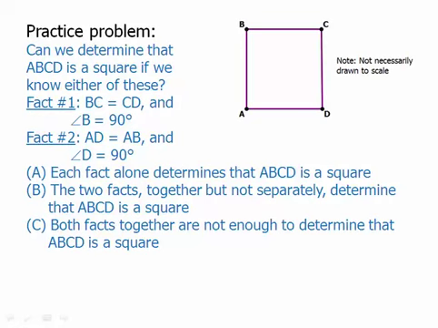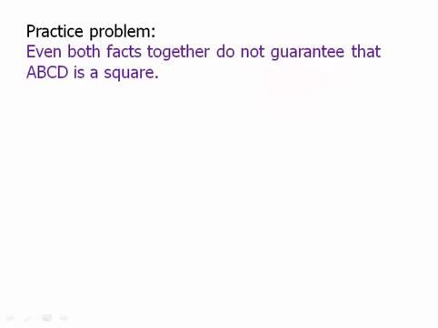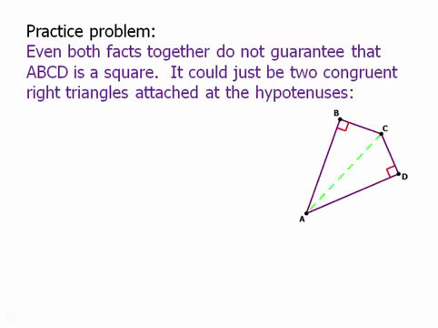And so the question is, using just one of them, can we determine that it's a square? If we put both of them together, is that enough to determine that it's a square? Or even if we put them both together, it's not enough to prove that something is a square. Turns out that if even both facts together are true, that does not guarantee that the shape is a square. It could be just two congruent right triangles attached at the hypotenuse, like this.